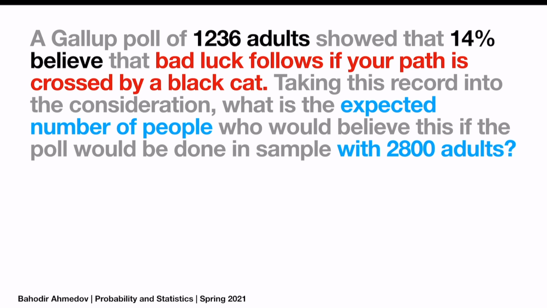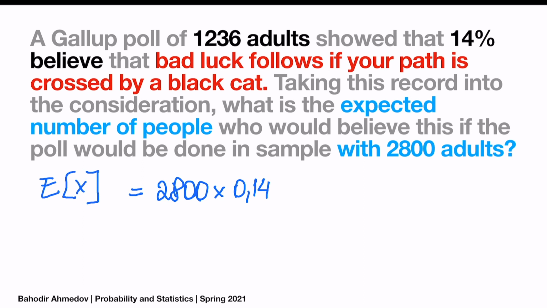We should multiply the n, which is 2,800, by the p, which is 0.14. Okay, so this is the expected number of the positive respondents, right? The respondents who believe this, we should expect.